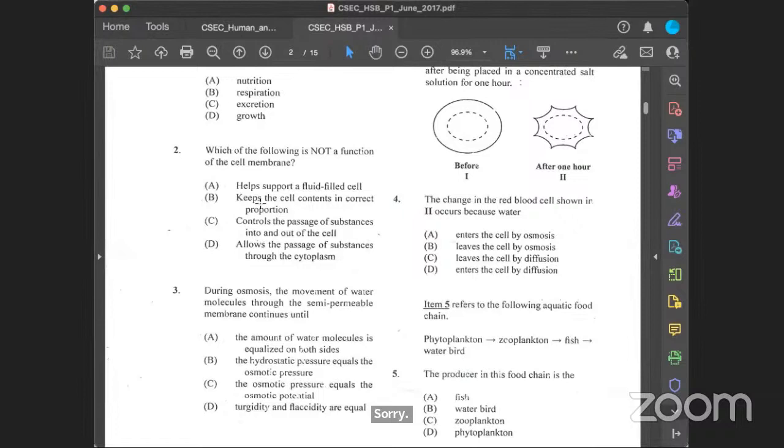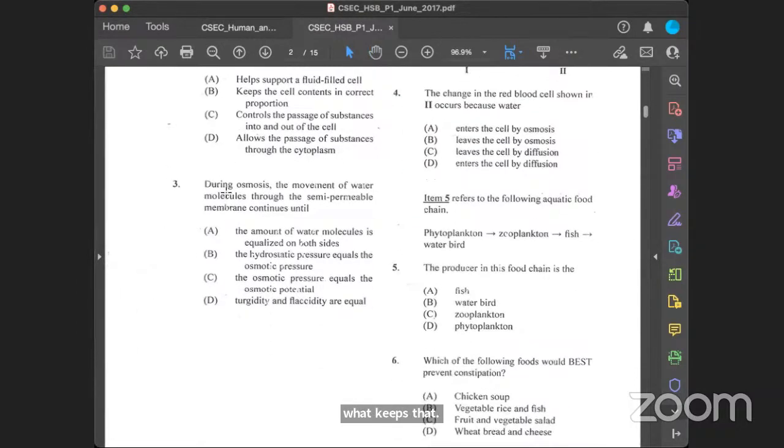You're saying the answer is B. That's not a function of the cell membrane. So I'm asking you, what part of the cell does that? The cytoplasm. So yes, your answer is B, but the cytoplasm is what keeps that in proportion. Okay, 2B. Question 3.